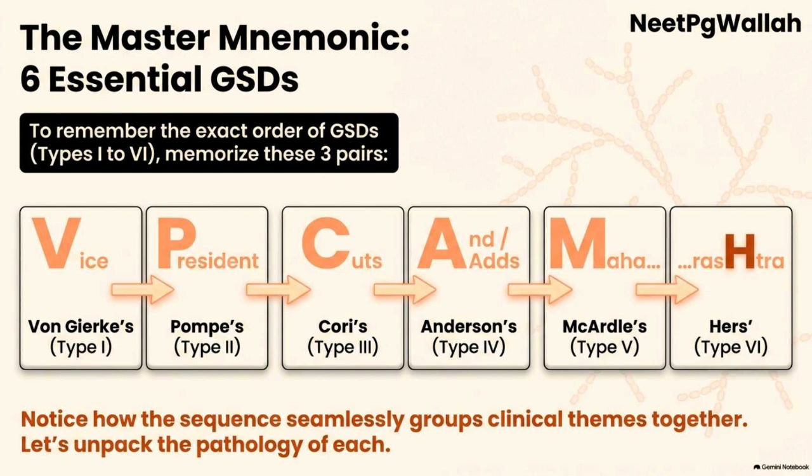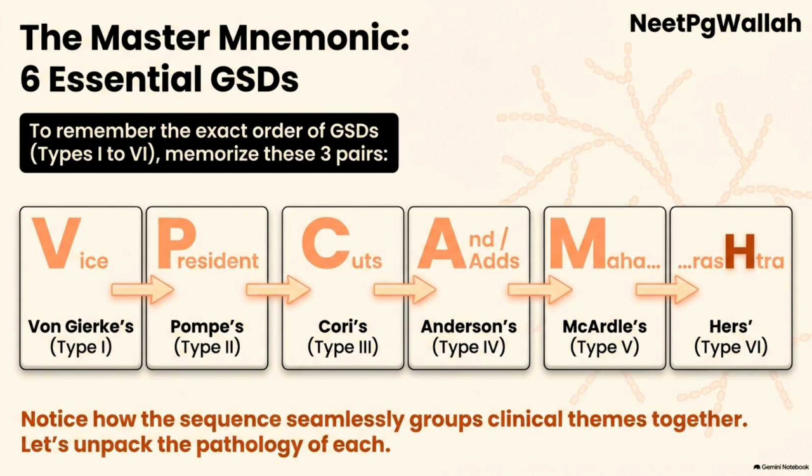Look at how perfectly this orders them. Vice is Von Gierke's for type 1. President is Pompe's for type 2. Cuts is Cori's for type 3. Adds is Anderson's for type 4. And for types 5 and 6, we use the Indian state Maharashtra. Maha for McArdle's and Rashtra for Hers. It seamlessly groups these clinical themes together.